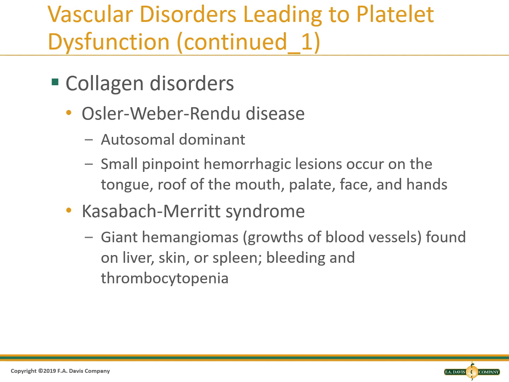We also have collagen disorders. We have what's known as Osler-Weber-Rendu disease. It's autosomal dominant. You'll present with small pinpoint hemorrhagic lesions that can occur on the tongue, the roof of the mouth, the palate, on the face, and on the hands. We also have Kasabach-Merritt syndrome, where you can have giant hemangiomas, which are growths of blood vessels that can be found on the liver, the skin, or the spleen. The patient may have bleeding and thrombocytopenia with this condition.